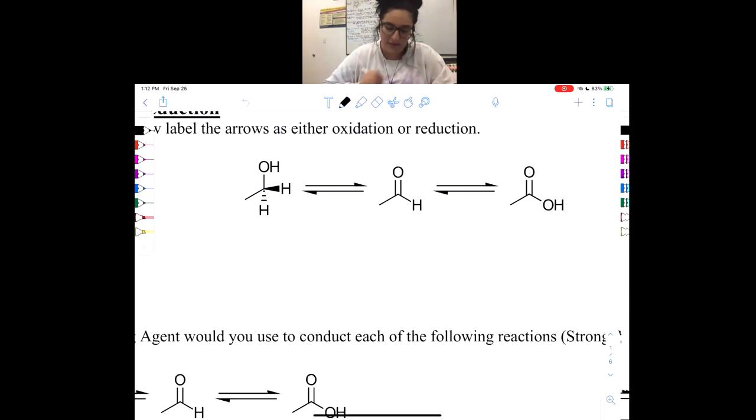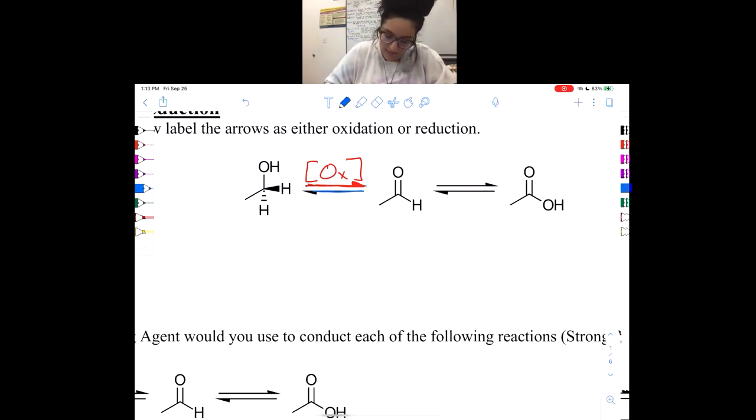Cool. Everyone said. Sorry, did someone else say something? No, I was just saying oxidation. Okay, perfect. So yes, it's oxidation, and I'm just gonna write OX because it's easier. And then if we go the other way around, what does it have to be? Reduction. Cool.